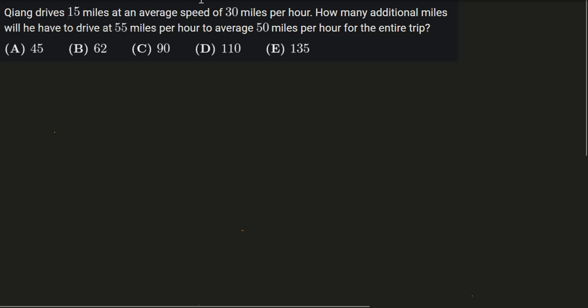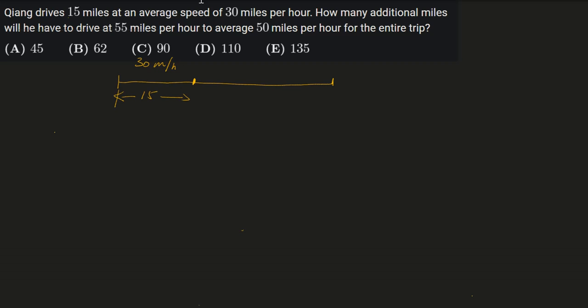Alright, let's look at this problem. We know that for the entire trip, we have two segments, right? For the first segment, he travels at a slower speed, which is 30 miles per hour, and this is 15 miles. And in the second segment, he travels at a faster speed, 55 miles per hour, for an unknown distance. Let's say that's x. So we will use equations to solve this problem.